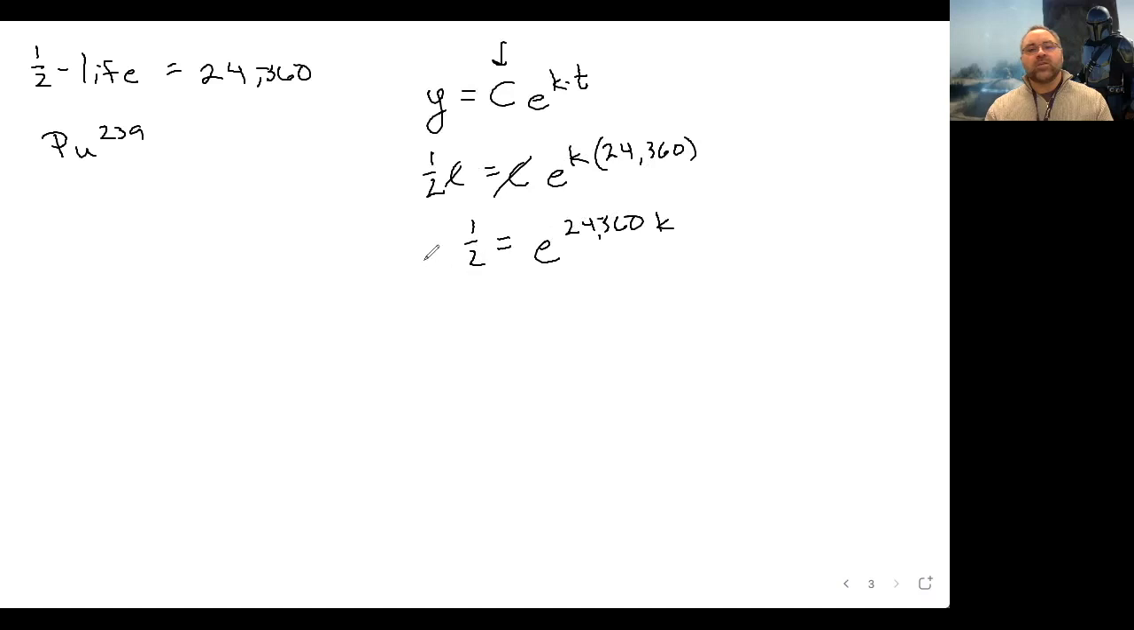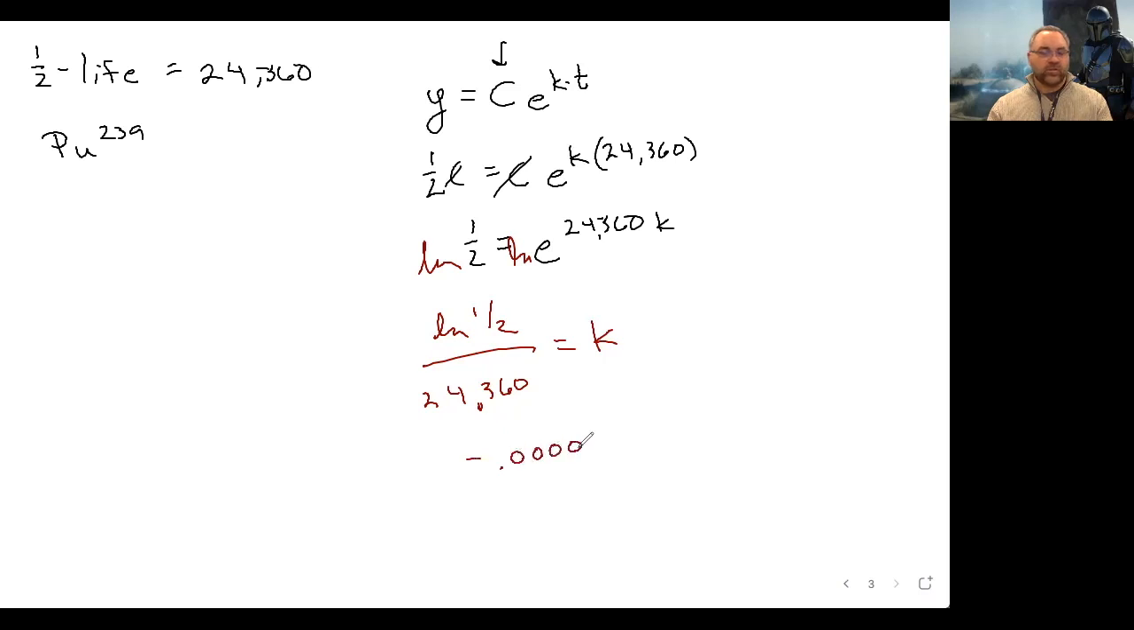Now, at this point, we will use a natural log. You'll see the natural log of 1/2 over 24,360 years is equal to k. Just to put that in a decimal, divided by 24,360, k turns out to be negative 0.000028.